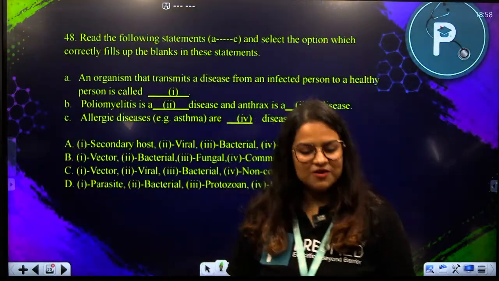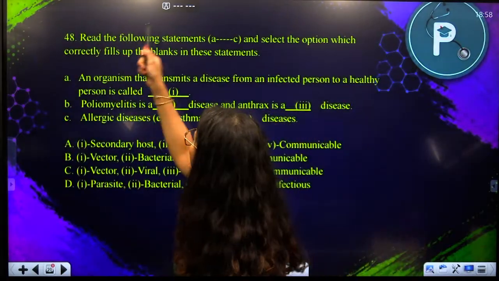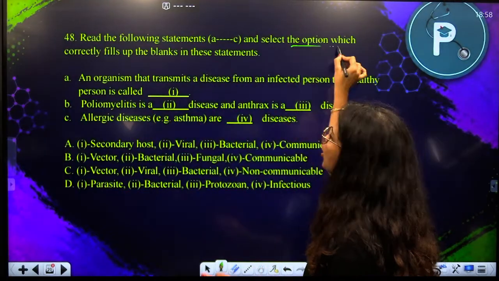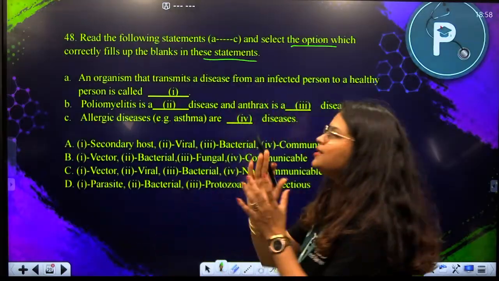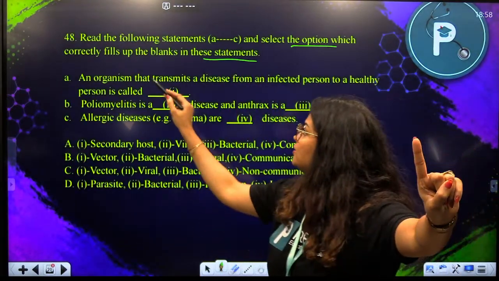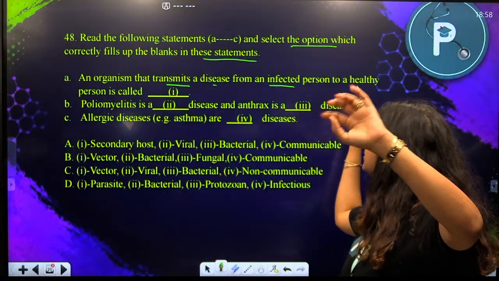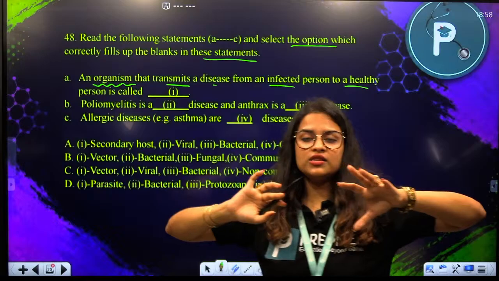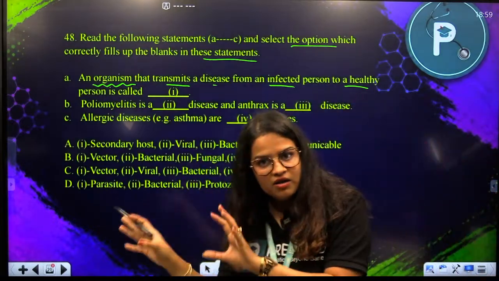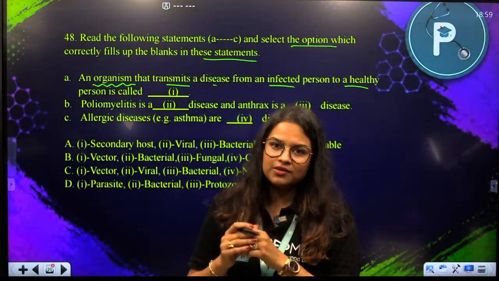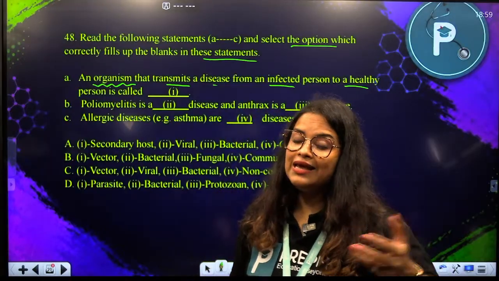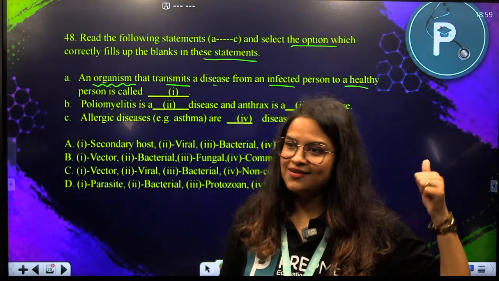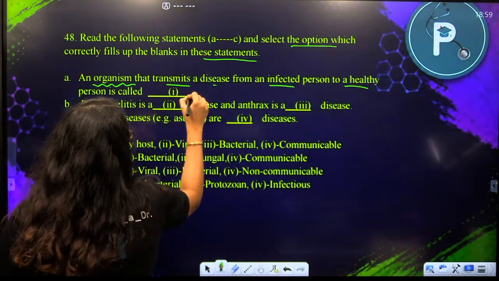Moving on to question number 48. They are saying read the following statements A to C, and select the option which correctly fills up the blanks in these statements. So A, they are saying an organism that transmits a disease from an infected person to a healthy person. Of course, a vector, just like malaria, just like filariasis, just like kala azar. So this is called a vector.